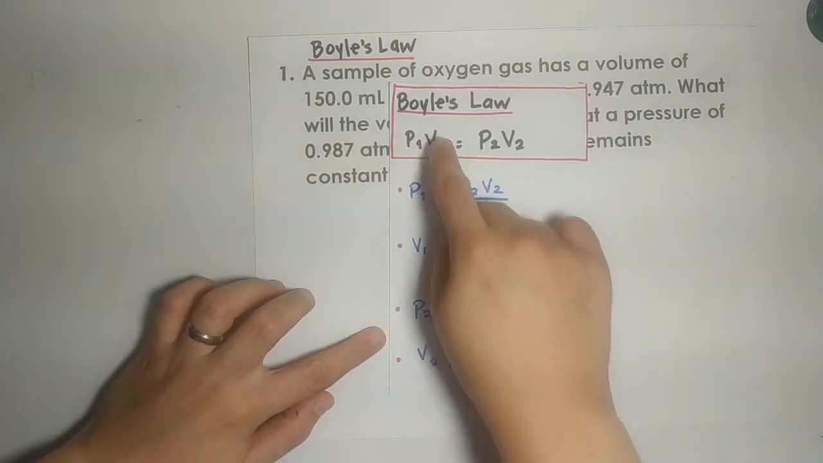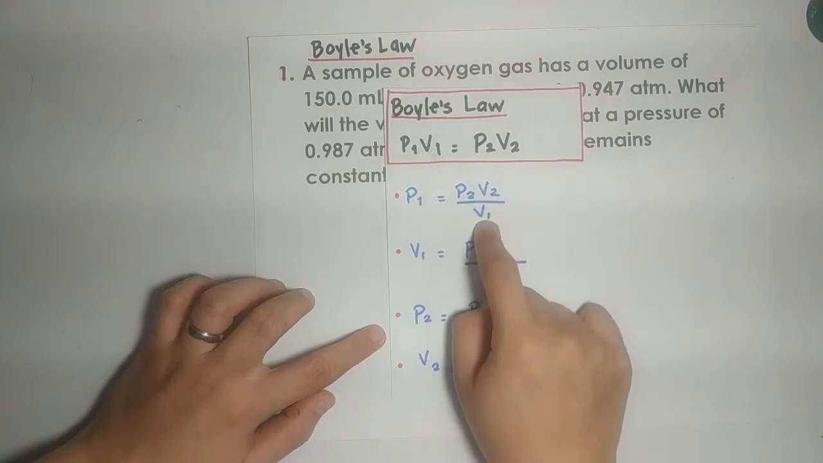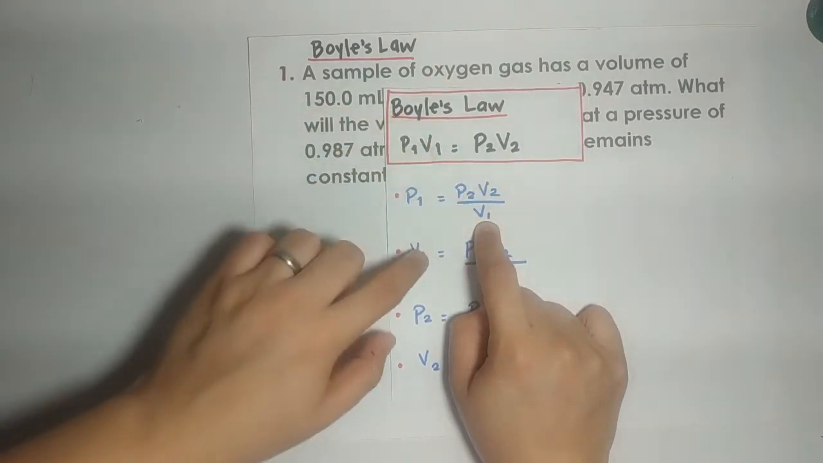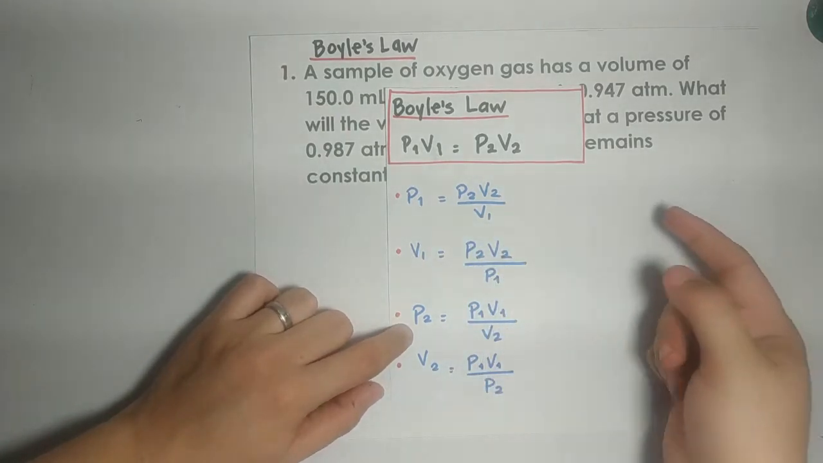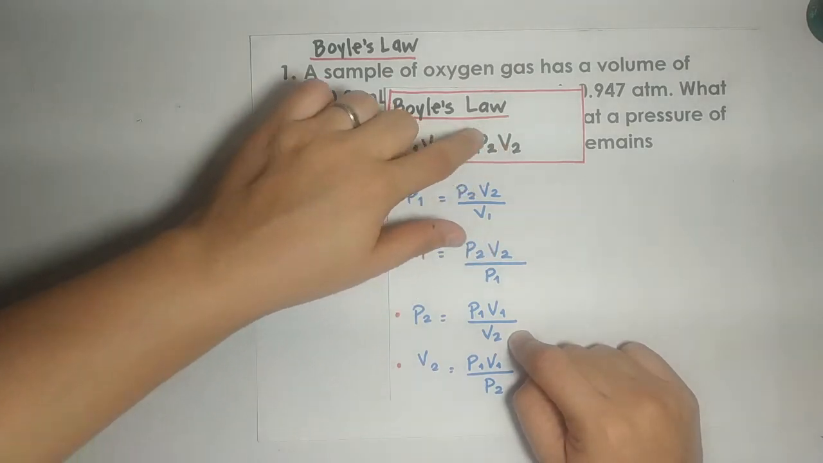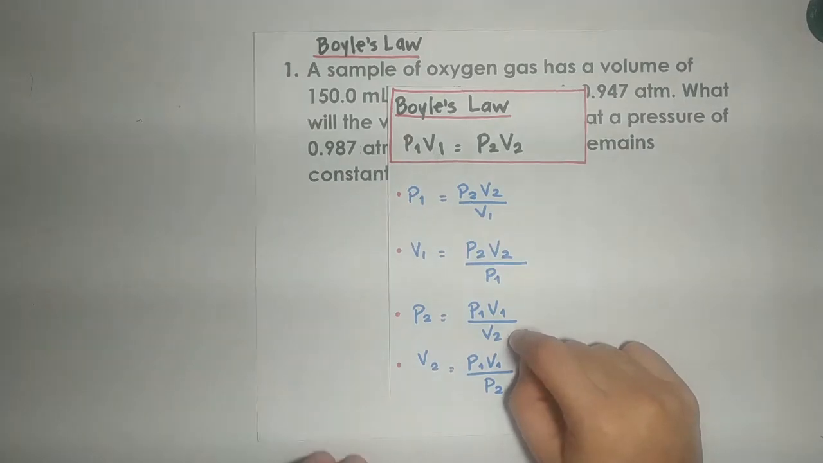Pressure 1: volume is multiplying pressure 1, so it goes to the other side to divide. Volume 1: pressure is multiplying, so it goes to the other side to divide. For pressure 2, volume 2 is multiplying, so it goes to the other side to divide. And for volume 2, pressure is multiplying, so it goes to the other side to divide.